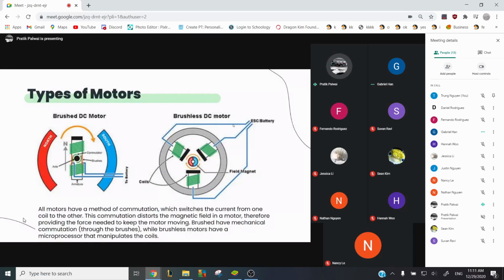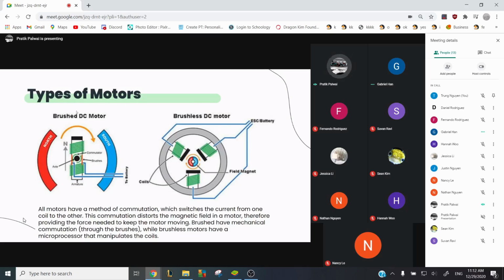Okay, types of motors. There are two types of DC motors, brushed and brushless. There are AC motors as well, but they're not used in FRC since we use batteries to power stuff. The difference between brushed and brushless motors is their method of commutation. Brushed motors use these brushes here, those little red things, to transfer current between the coils, which shifts the magnetic field in the motor so that the shaft can spin. However, brushless motors have a small microchip that does this.